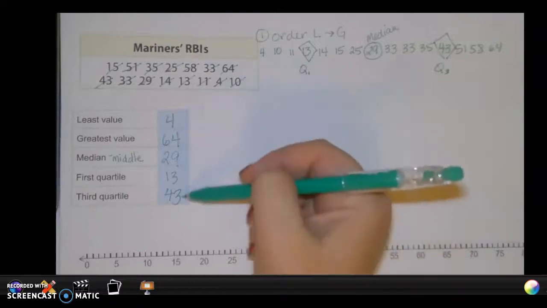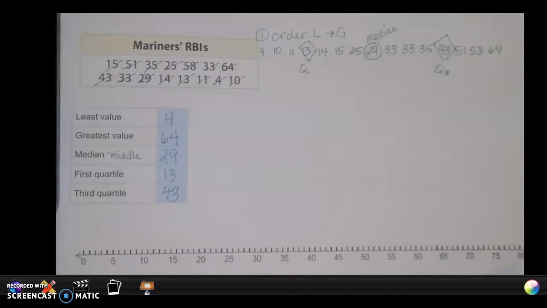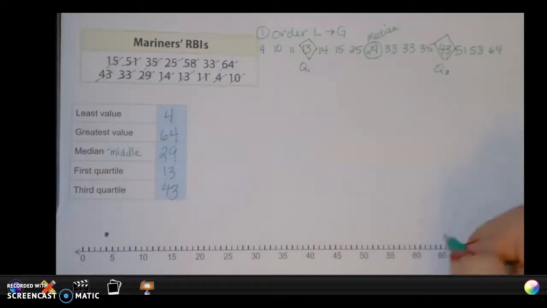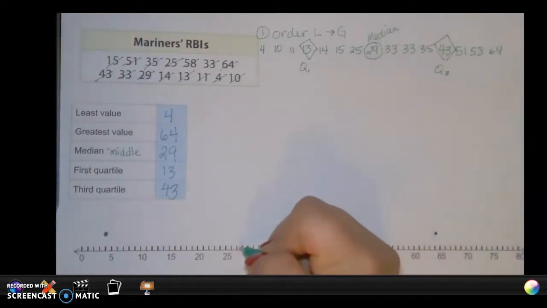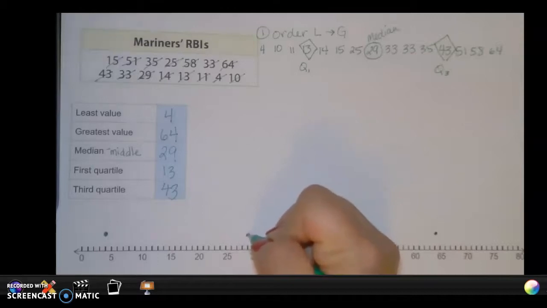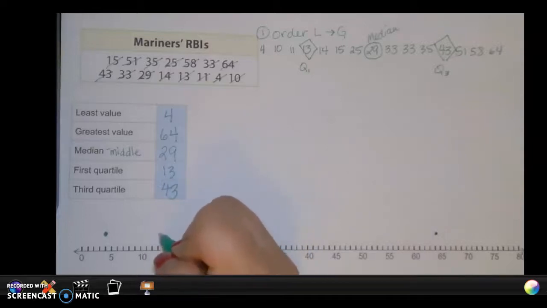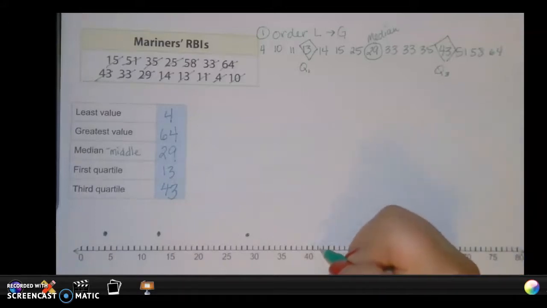All right, now I am ready to create my box and whisker plot. I'm going to take all of these pieces of information and put dots above the corresponding numbers on my number line. I'm going to start with the least value, which is 4. I'm going to put a nice big dot there. 64 is my greatest value. The median is 29. My first quartile is going to be on 13, and the third quartile on 43.